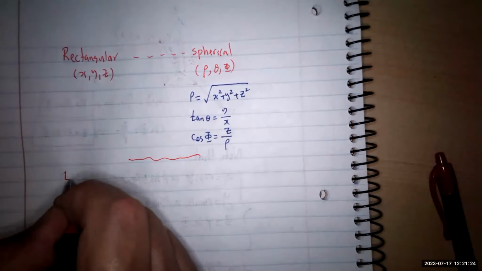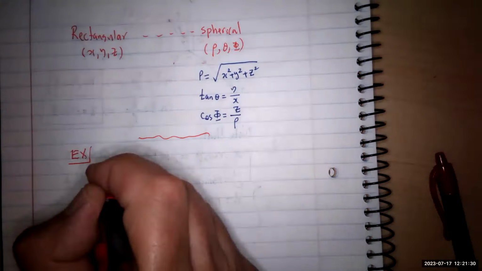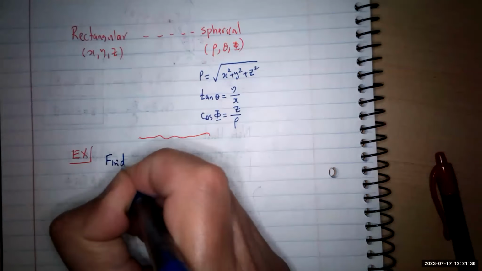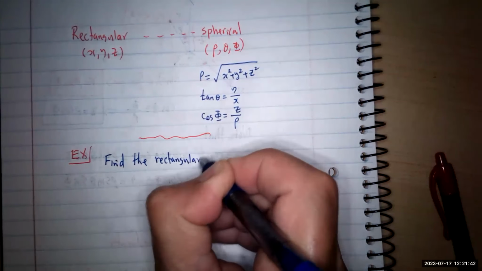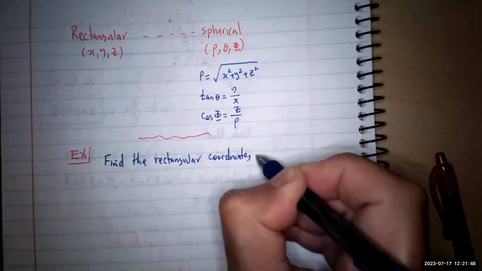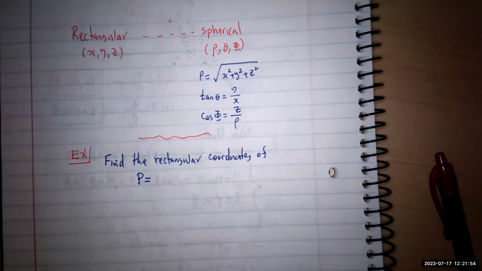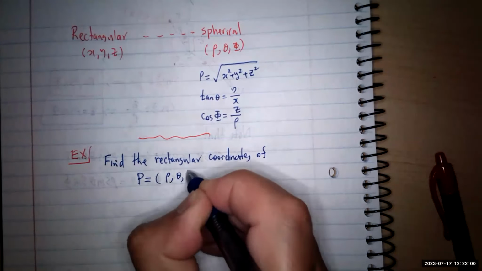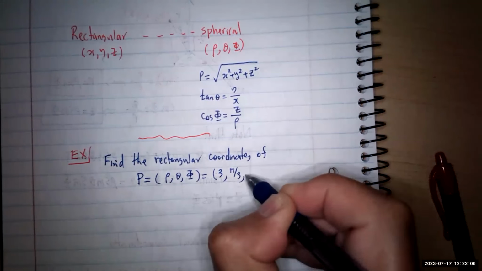Again, you are not going to do directly this type of problem for us. So we want to find the rectangular coordinates. The first one would like you to find the rectangular coordinates of the following. The point P is given to you in spherical, so it's going to be rho, theta, phi. And this is it: you have a 3, pi/3, and pi/4.